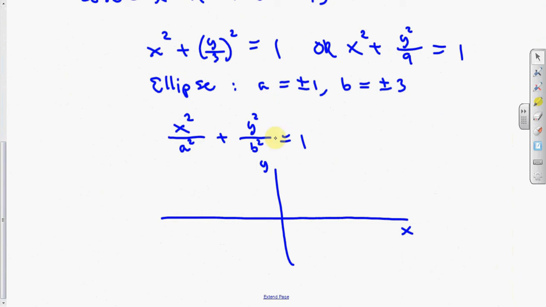So since a is plus or minus 1 and b is plus or minus 3, 1, 2, 3, then I draw this ellipse. Now we look for the direction. To get the direction again, we write our chart.